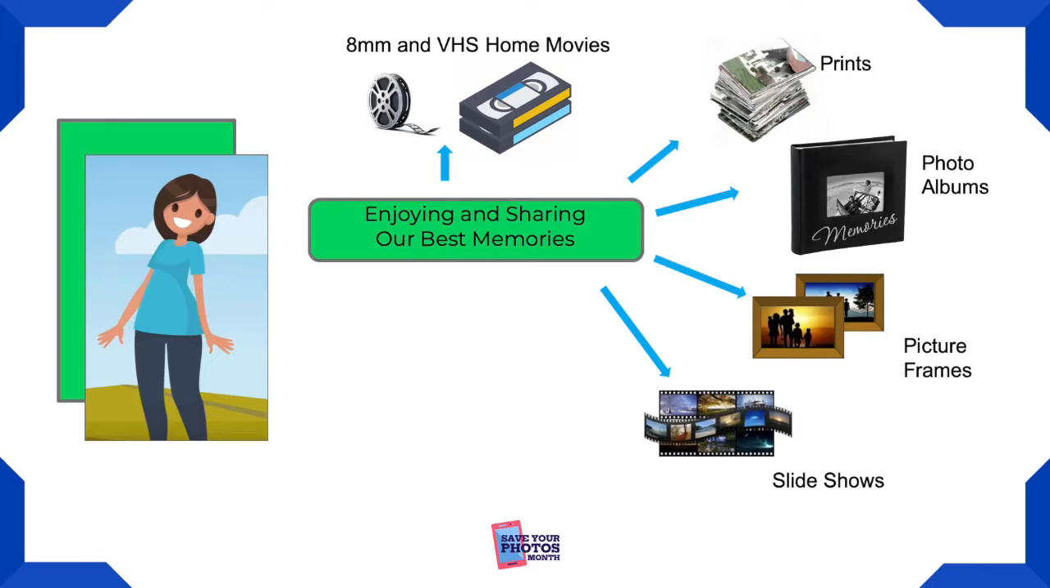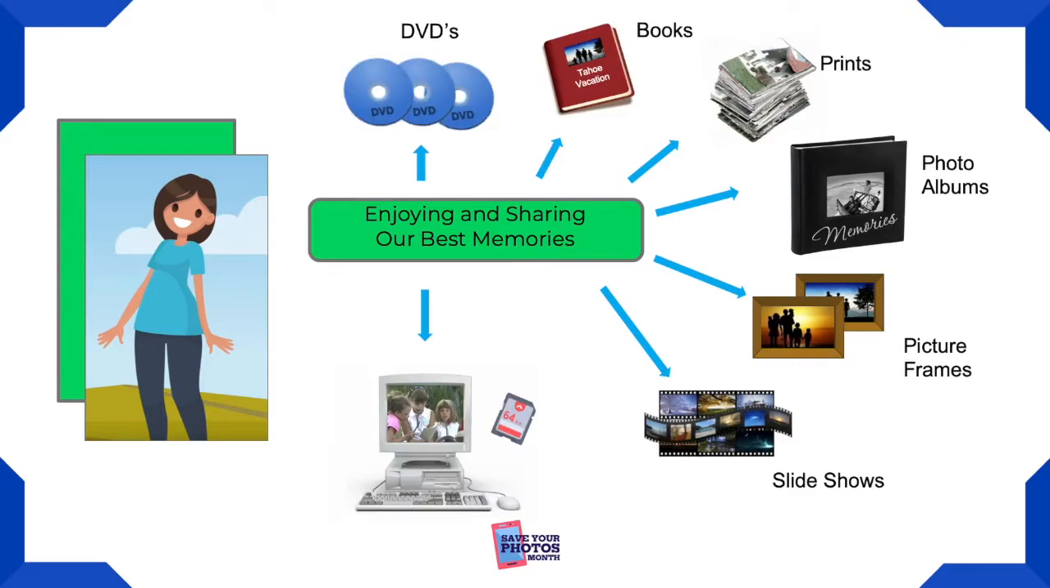20 or more years ago, people did this via 8mm film and videotapes for home movies, and physical prints, photo albums, framed photos, and slides for the photographs. Then with the advent of digital photos, they could create printed photo books, digital slideshows, e-picture frames, and other ways of enjoying their photo memories. And people started putting their home movies on DVD.